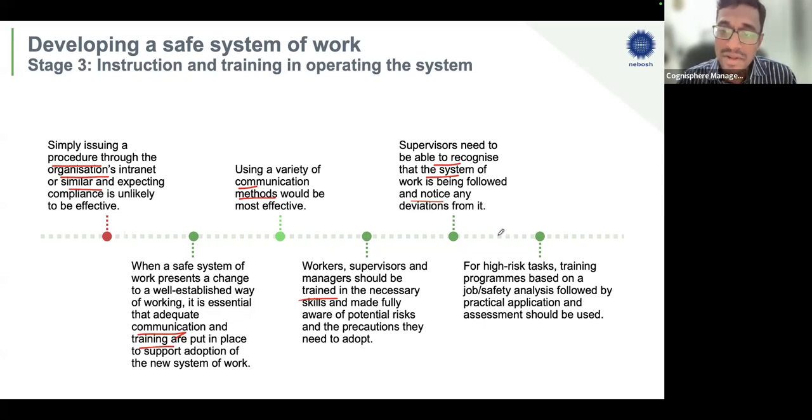For high risk tasks, training programs based on the job analysis followed by practical application and assessment should be used. So, high risk tasks, by just communicating the procedure will not help. You need to ensure the effectiveness of your communication or effectiveness of the training. So, you may have some practical assessment. Okay, for example, for a new driver, just providing a classroom training for the driver will not be enough. Okay, you will have to provide them a practical training like on route training, and then you take an assessment. So the assessment will also help you to determine whether the drivers have fully understood the training information. So all this will be part of developing a system.